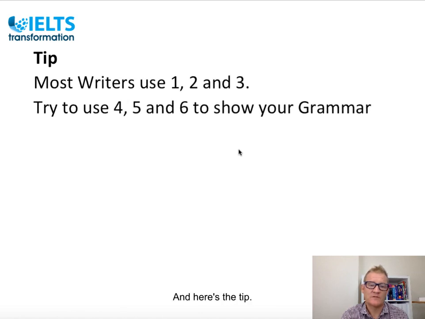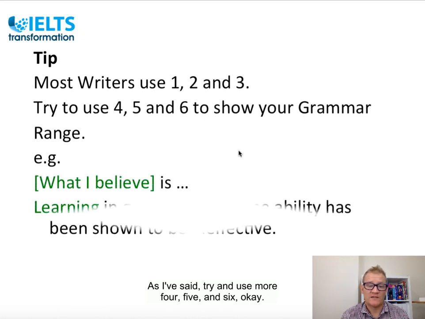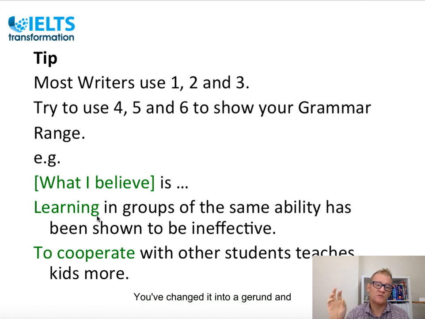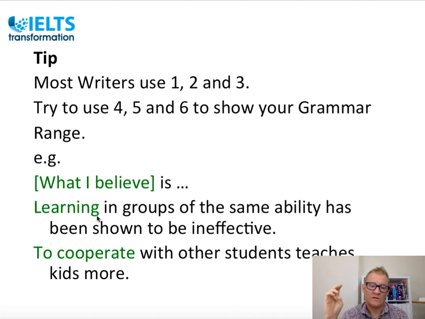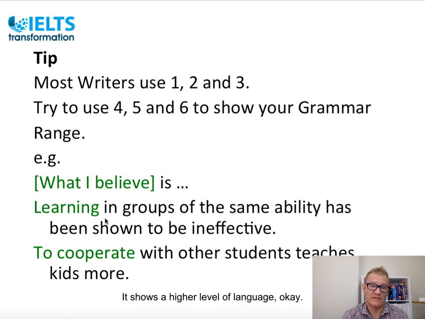Here's the tip. As I've said, try and use more 4, 5 and 6, okay? That will show a better range of vocabulary, because you're using a different word form. You're not just always using learn, verb. You've changed it into a gerund, and you're talking about it in a different way. You've changed the form of the word, which is good. It shows a higher level of language. Okay.